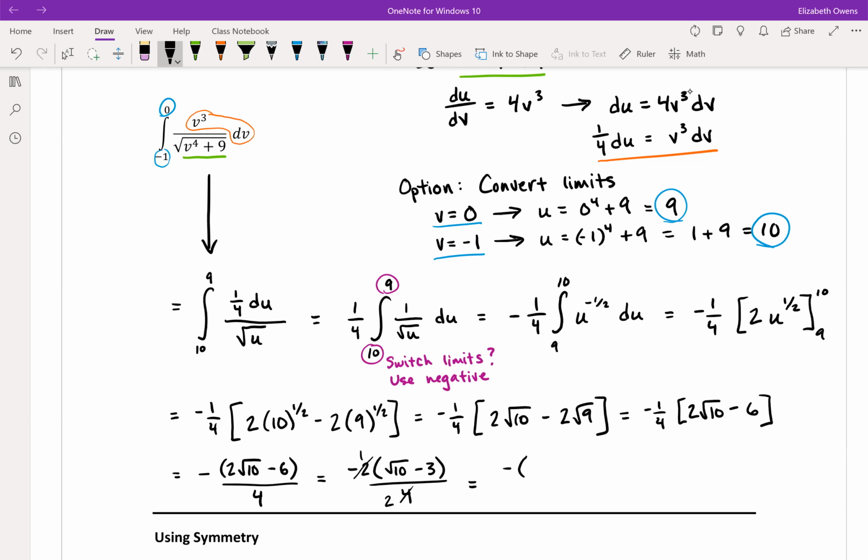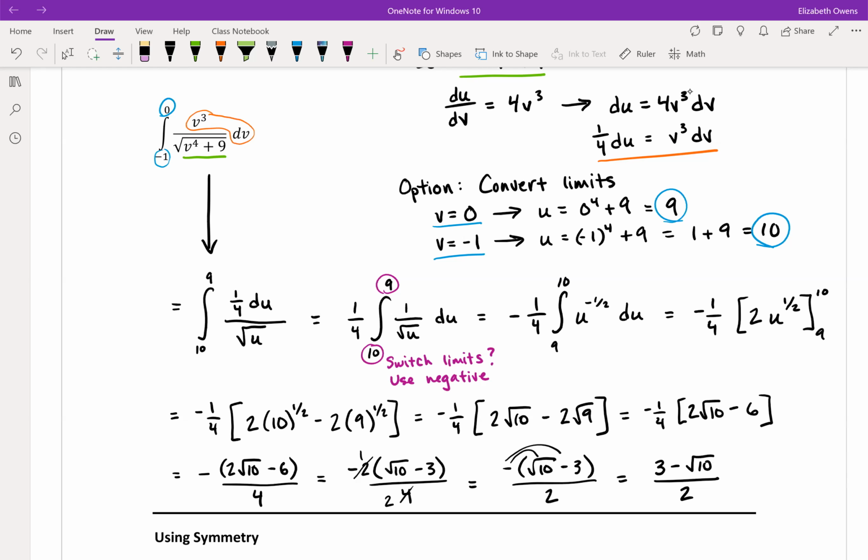So we'd have negative square root of 10 minus 3 over 2. And then I think I'm just going to go ahead and distribute that negative to make it look a little bit prettier. We'd have positive 3 minus square root of 10, all over 2, for our final answer there. Okay, so there's the solution to that definite integral.